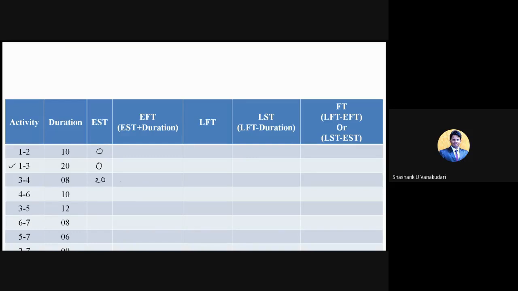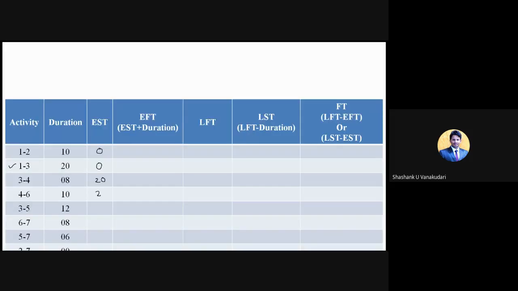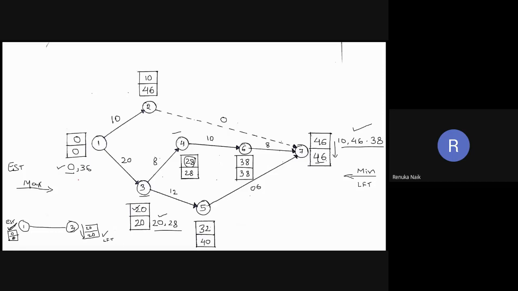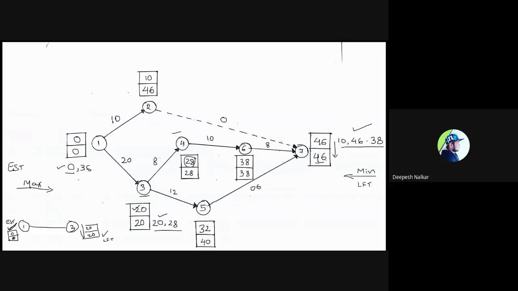Okay, and for 4 to 6, this is 4, 28. This is 6. This value is the EST, that is 28. And for 3 to 5, 20. Very good, 3 to 5 is 20. Next, for 6 to 7, 38. Very good. 6 to 7 is 38.